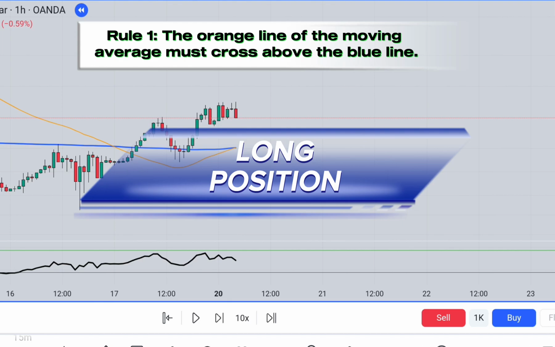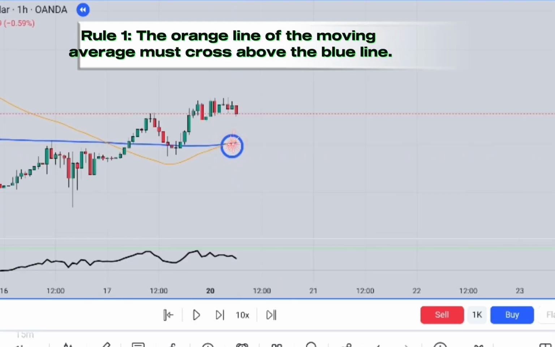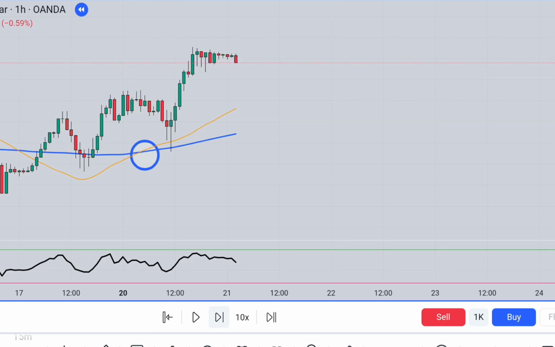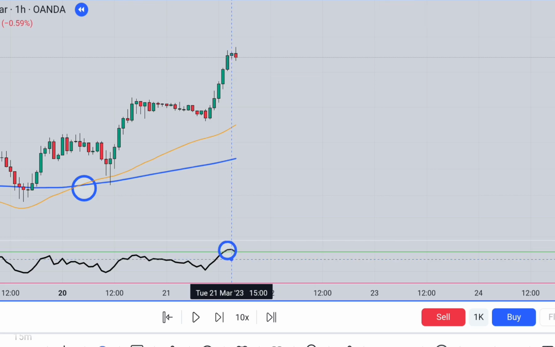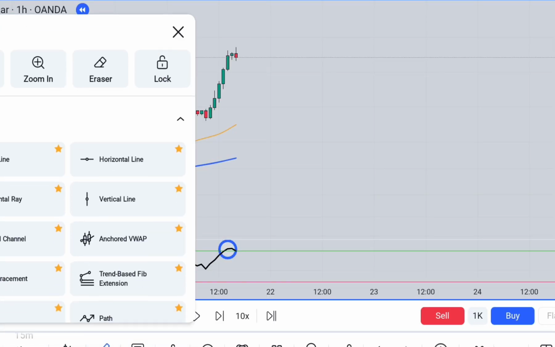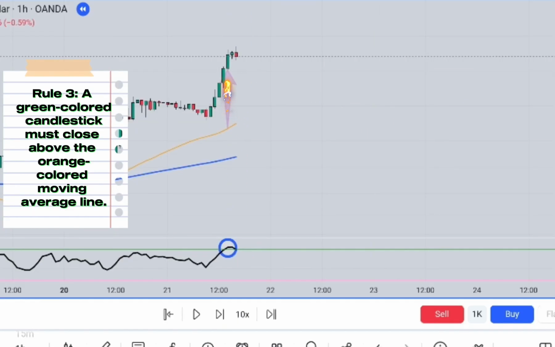Let's take a look at long position. Rule 1. The orange line of the moving average must cross above the blue line. Rule 2. The RSI line should cross above the blue-colored 65 level. Rule 3. A green-colored candlestick must close above the orange-colored moving average line.